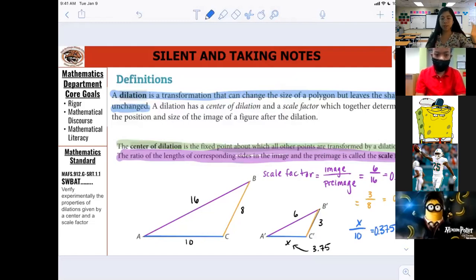Well, like Rios just said in the chat, this is basically a little equation. We're just going to solve it for x. What you do to both sides is multiply both sides by 10 to get x by itself. And when you do that, I know that x is 3.75.